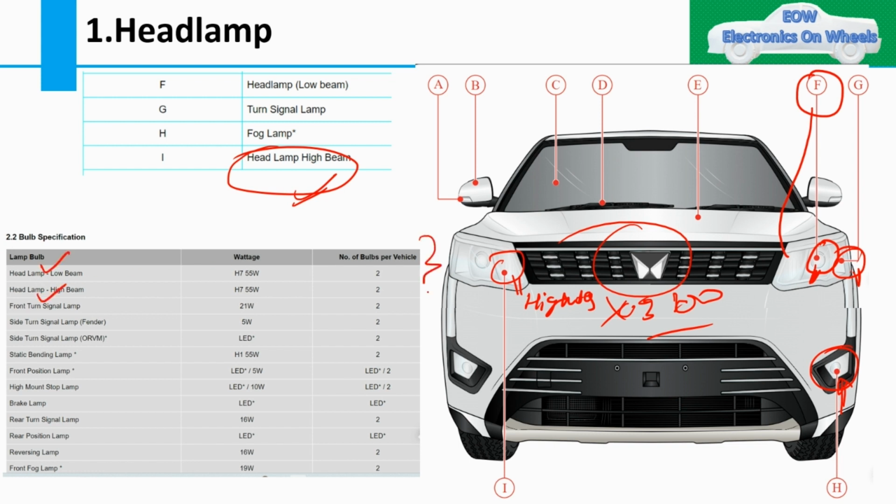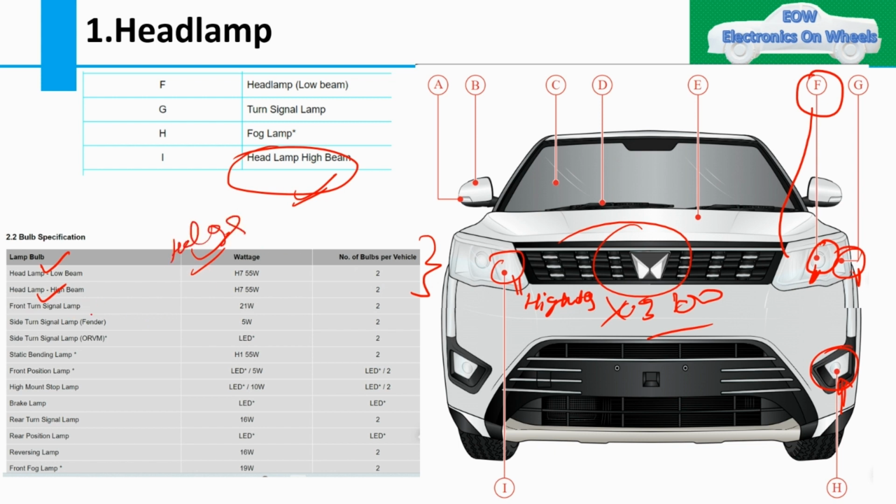So this particular information I have taken from the service manual of Mahindra. You can also go through the online manuals. You can freely access those manuals, and you can get the information about that particular bulb, how many bulbs we are using, and how much wattage it requires. You can take the Tata Nexon also, you will get the same rating for the bulbs, for this is the halogen bulb.